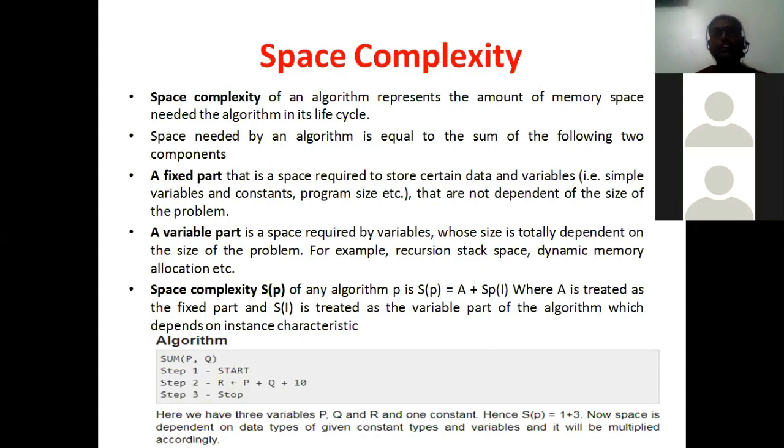So what does the fixed part mean? The fixed part is the space required to store certain data and variables that are not dependent on the size of the problem. For example, integer data: we know an integer requires 2 bytes of memory, or we can say 16 bits, to store the integer data. Anybody can say that if we declare one variable, it requires 2 bytes of location. 2 bytes of space in memory will be needed if we want to store an integer. So that is the fixed part.